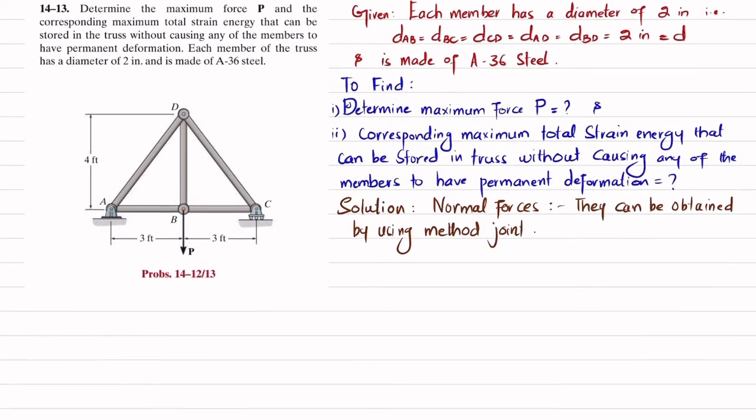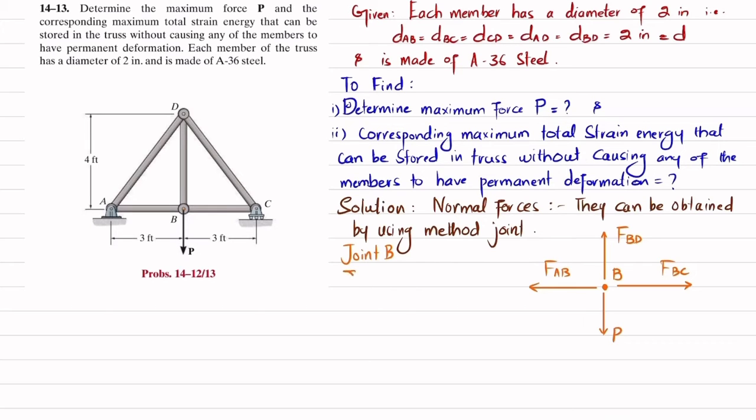So first, joint B. I will write joint B. Let this be your point B, clear. Here you have the P load which is acting downward, clear. The force that member BD exerts at point B will be upward, so this will be FBD. Similarly, the force exerted by AB over point B will be FAB, and the force that member BC will exert over point B will be FBC.